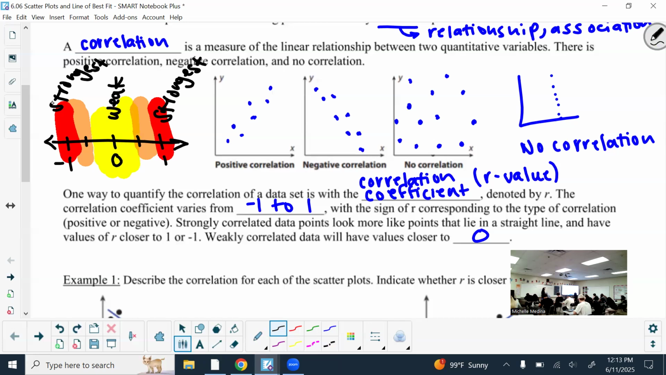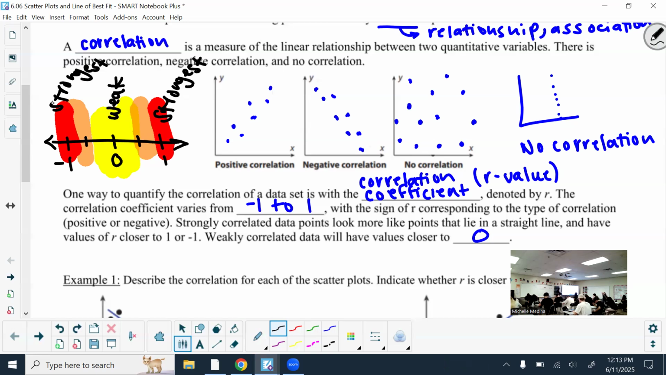Okay. So really, when we're having you rank strongest to weakest R values, the sign has nothing to do with it. The sign just tells you if it's going up or down. It can be strong and go up, and it can be strong and go down. Strength is how linear it is.